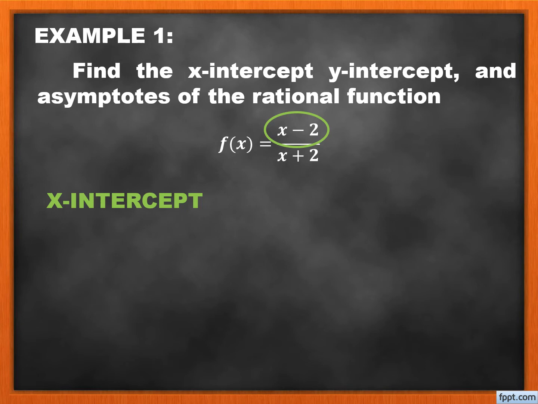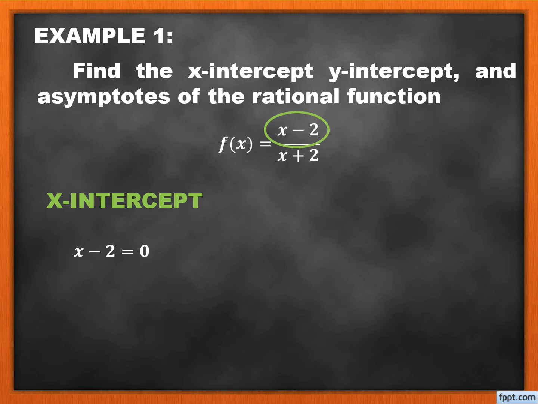So, ang gagawin lang natin is to identify a factor or the numerator of our rational function. But make sure na walang kamukha yung factor na yon sa denominator. So, since in our function, the numerator is x minus 2 and wala siyang kamukha sa denominator, gagawin natin, you're going to equate that x minus 2 to 0. So, it will become x minus 2 equals 0.